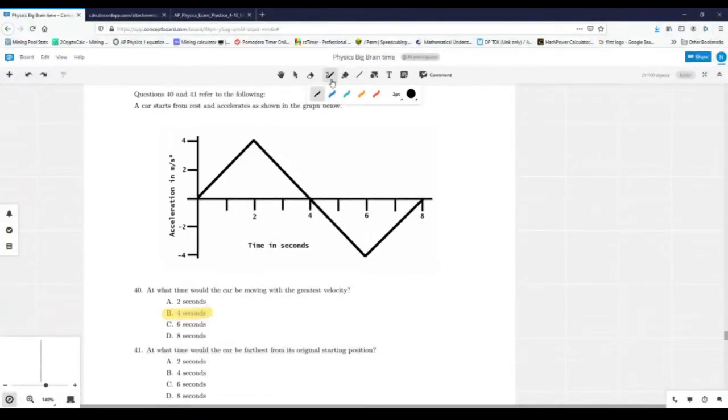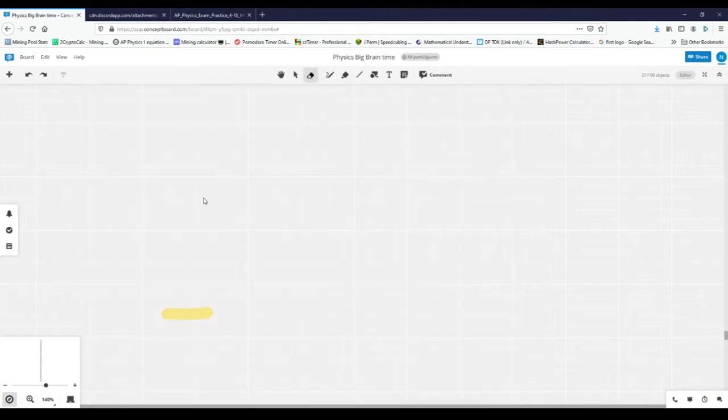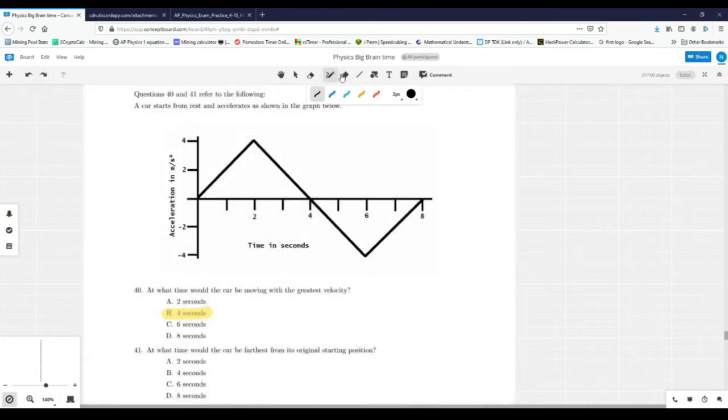Yeah. Cool. All right. So now that we know that the area under the graph is what velocity is, what we can see is that during this whole section, velocity is increasing because area is increasing this entire time, right?